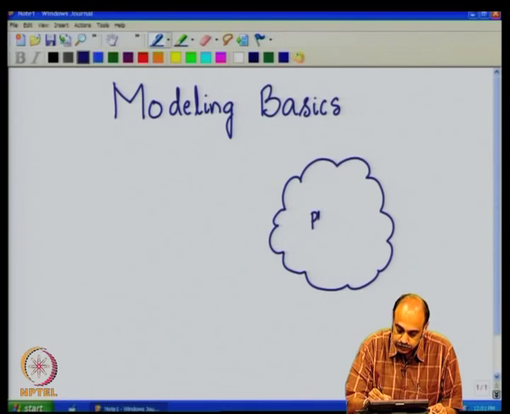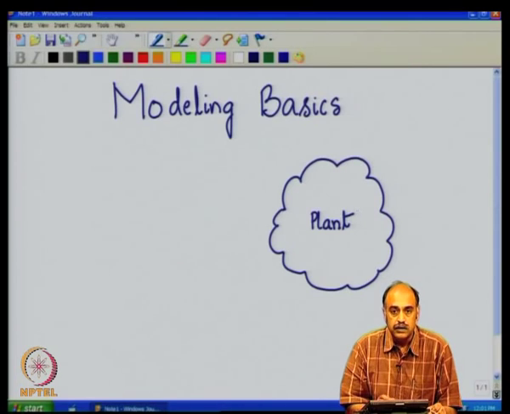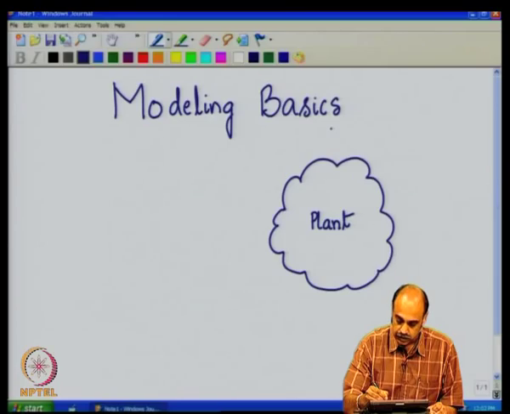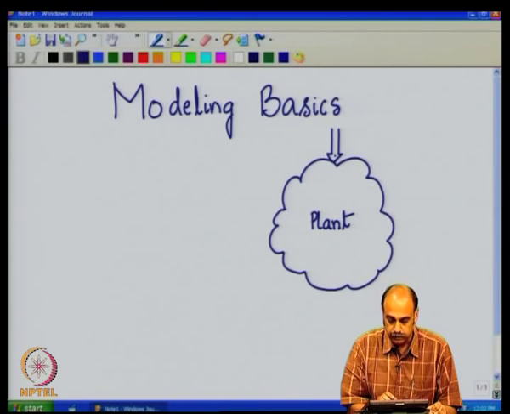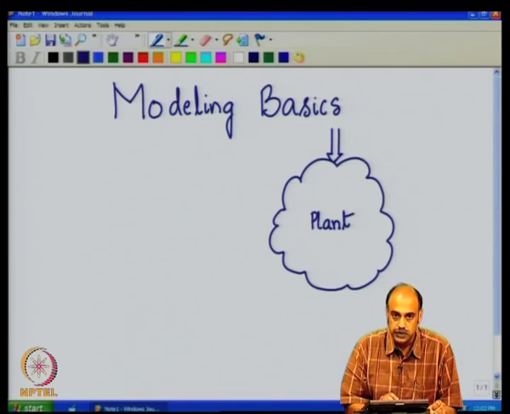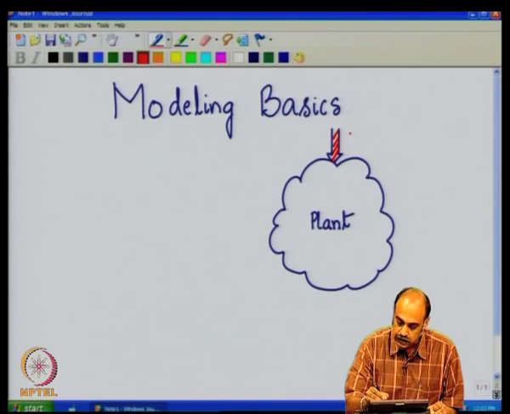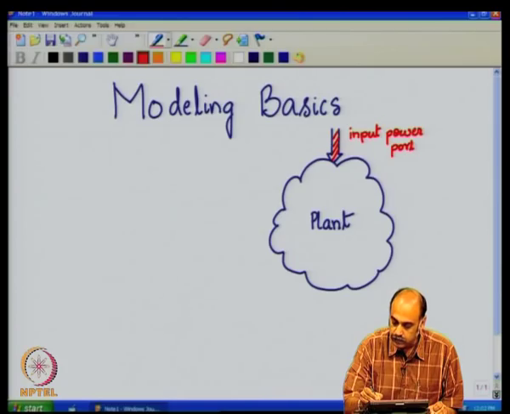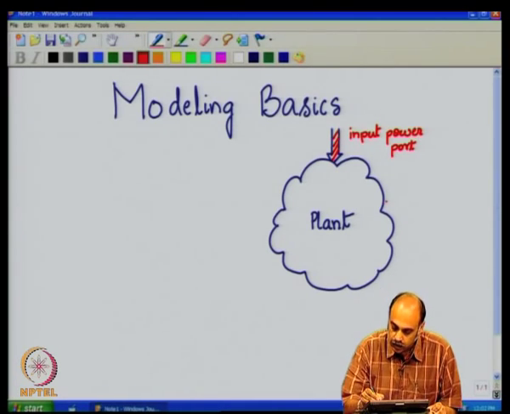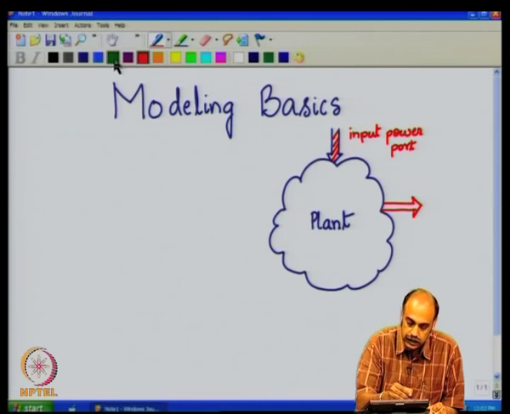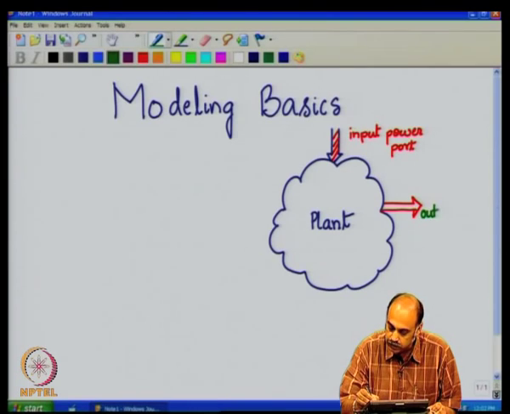What is a plant? This plant is what you have been discussing in the previous lectures on DC-DC converters, but let us bring it into a format which is compatible for control systems design. It has an input energy port as shown here, very important. I am going to hash it. This is an input power port, energy port, wherein power is fed into this plant. You have an output from the plant, and we will call it the output power port.